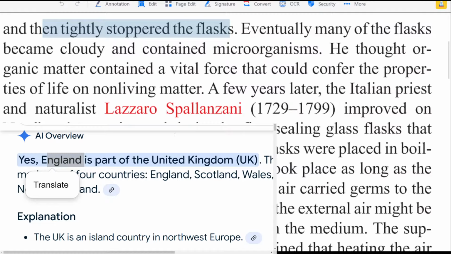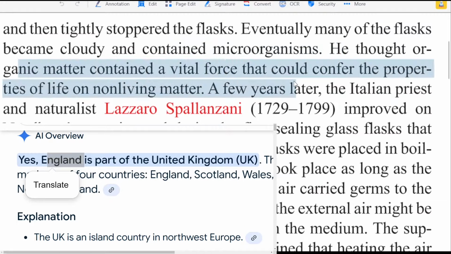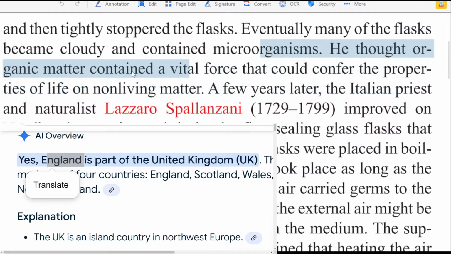Eventually, many of the flasks became cloudy and contained microorganisms. He thought organic matter contained a vital force that can confer the properties of life on non-living matter. Whatever, what the heck? He brought out an even wilder concept. He said that maybe organic matter had a vital force that could affect non-living things and give them life. Oh my gosh, that was so wrong.